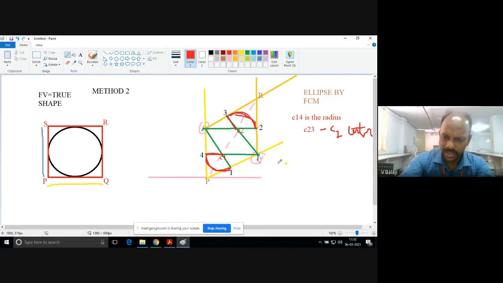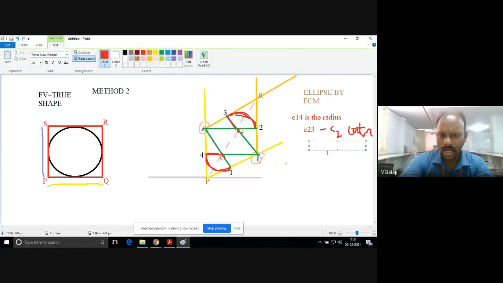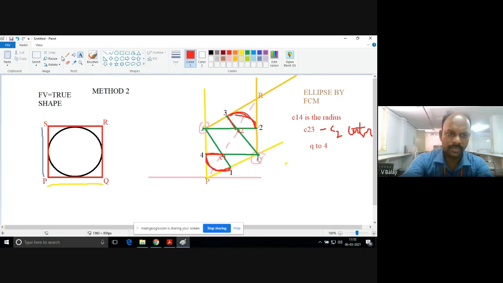Okay. Now what is the next center? Can you guess? Q2, 4, sir. Radius. Yeah, Q2, 4. Similarly, this is the radius. The next radius is Q2 to 4, which means from here to here. So with Q as center, you draw one arc. Just connect up 4 to 3.